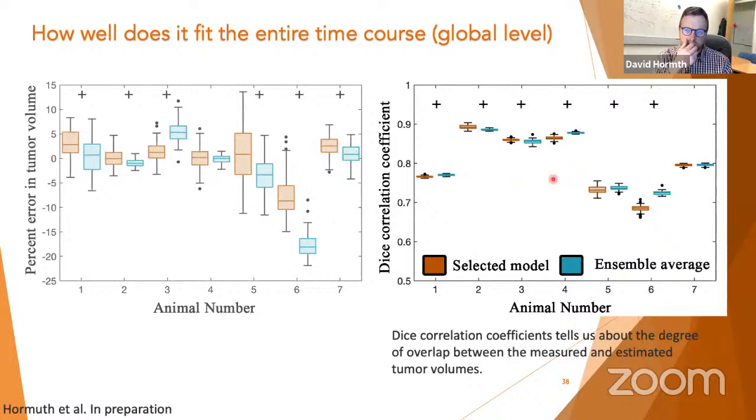The Dice correlation coefficient tells us something about the level of overlap between the predicted and estimated tumor volumes. We'd like this to be as close to 1 as possible. So we have a cluster of animals that are really close to 0.9, and then the remaining are between 0.7 and 0.8. So we're doing pretty well at describing that tumor shape.